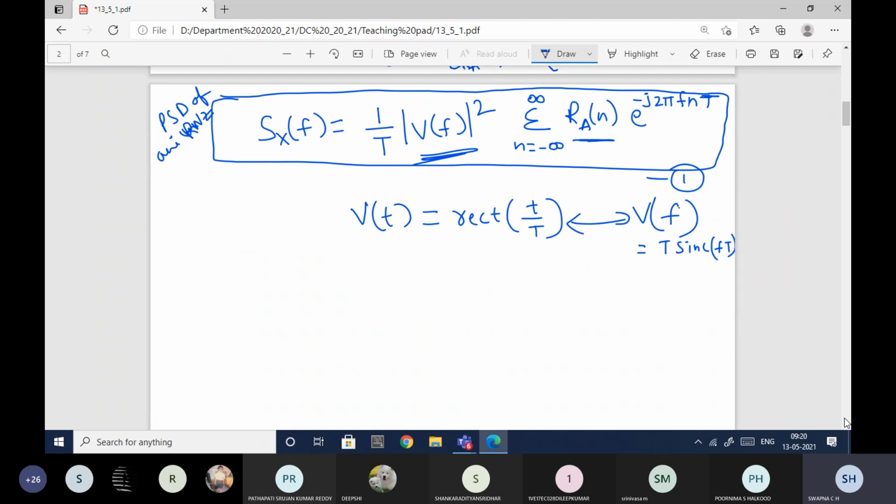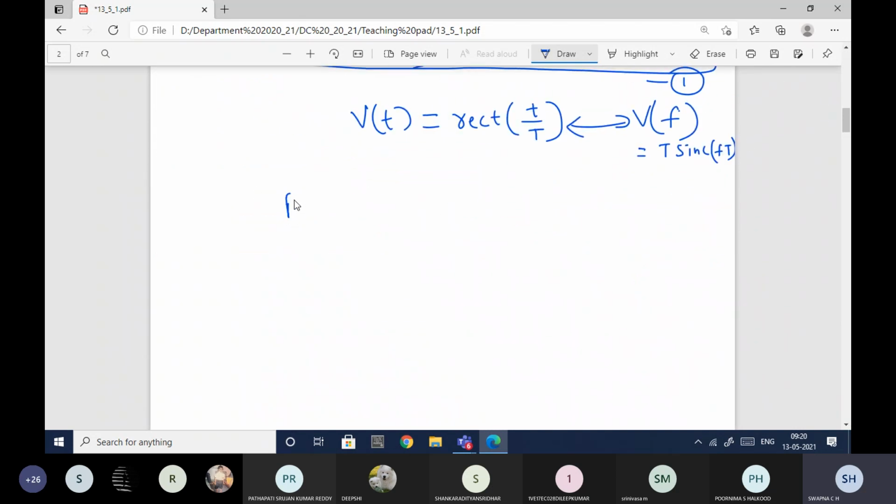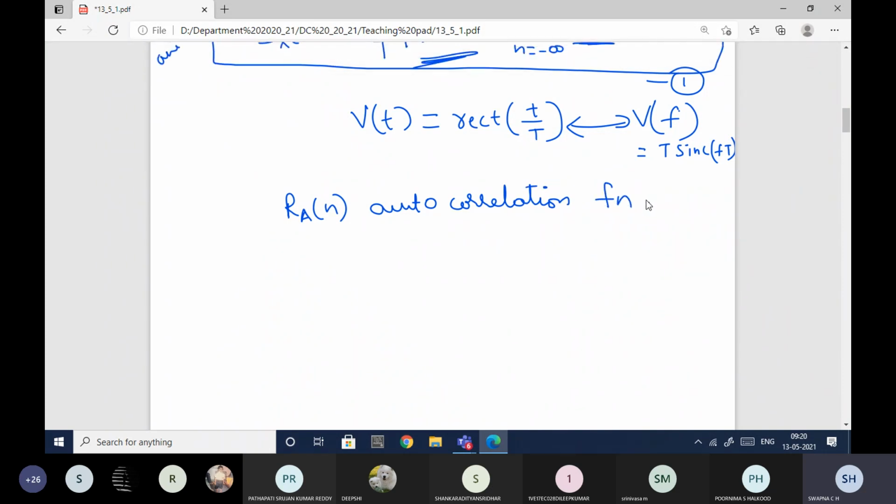Next, what is this Ra of n? As I've told you, Ra of n is nothing but the autocorrelation function. What do you mean by correlation? What is the use of correlation? Can anybody tell me?